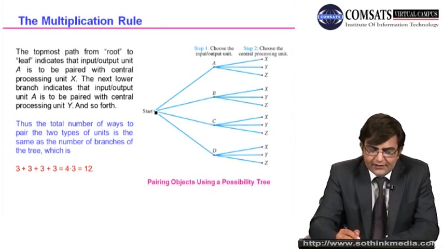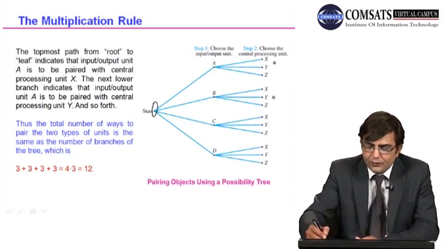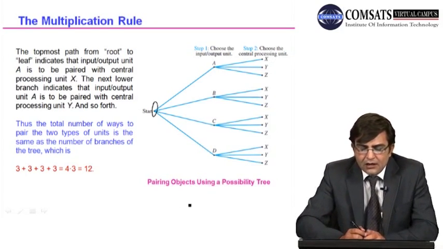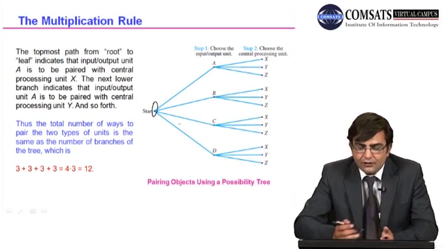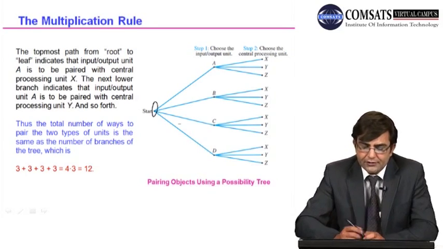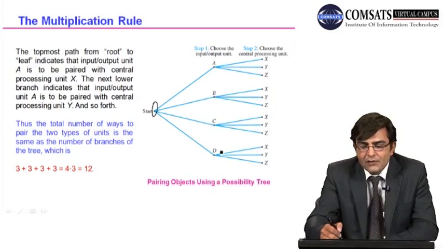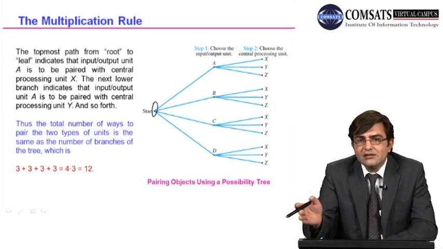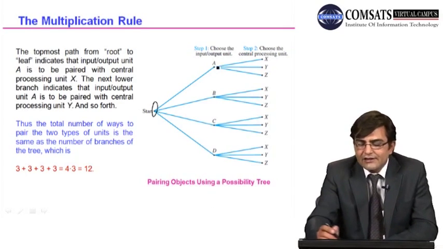Here we say this is the start. This is basically the root of this diagram, and the endpoints are leaves. So in start there are 4 possibilities, because we can choose either of 4 input output units, either A, B, C or D. And then A can be installed with any of the central processing units X, Y or Z. So further there are 3 possibilities. A can be installed with X, A can be installed with Y, A can be installed with Z.